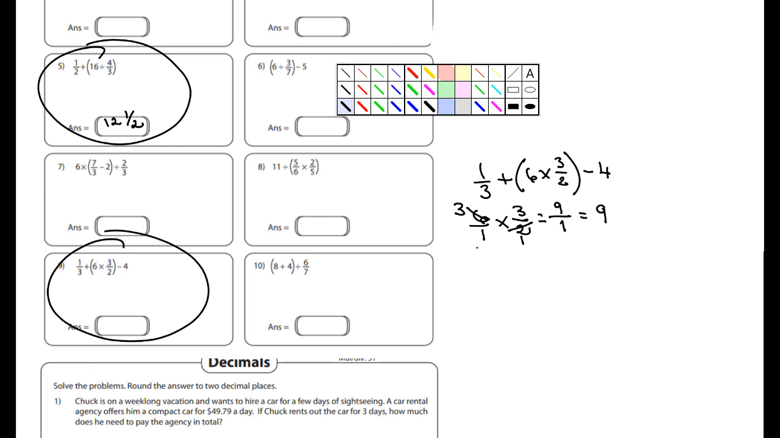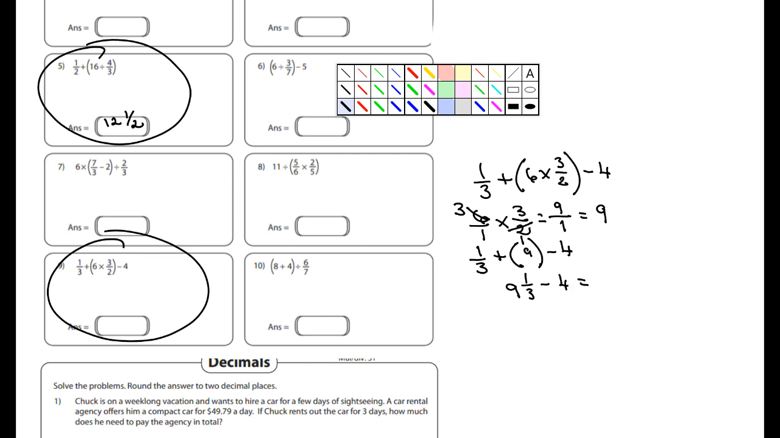Rewrite my problem here. This is 1/3, adding, I'll go ahead and put it in parentheses, 9. And then we have a minus 4. Okay? So order of operations, we do addition before we do subtraction, and it turns out that the addition is first. So it's 1/3 plus 9 minus 4. So what's 1/3 plus 9? That's 9 and 1/3 minus 4.